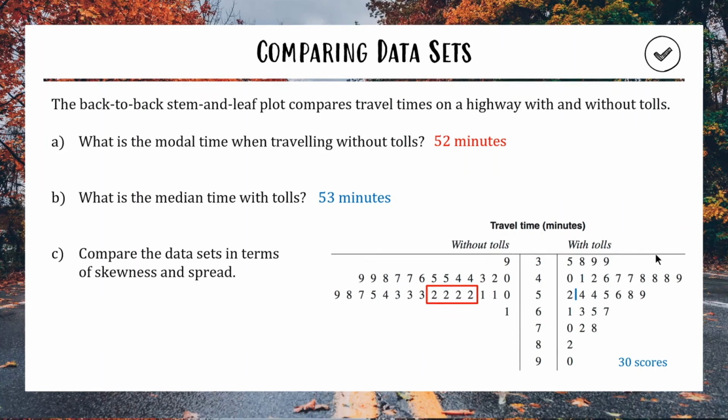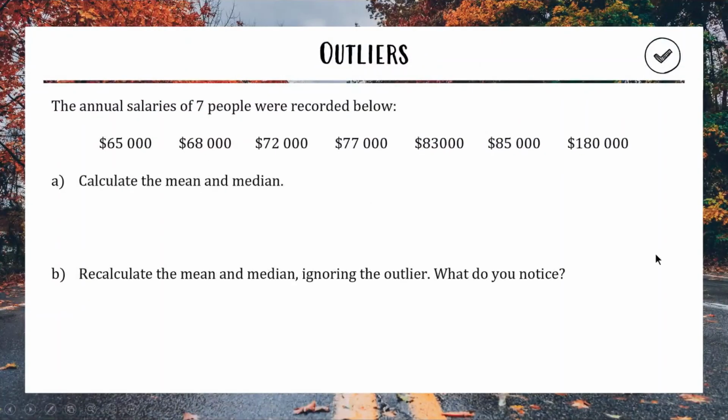Okay, to finish off this video, we're just going to do a question looking at the impact of outliers and why we care about what outliers are. So we have the annual salaries, so the yearly pay of 7 people recorded below. We've got from 65,000 all the way up to 180,000. We're going to start off by calculating the mean and the median of these 7 numbers. You're encouraged to pause the video and do it for yourself if you want a bit of practice.